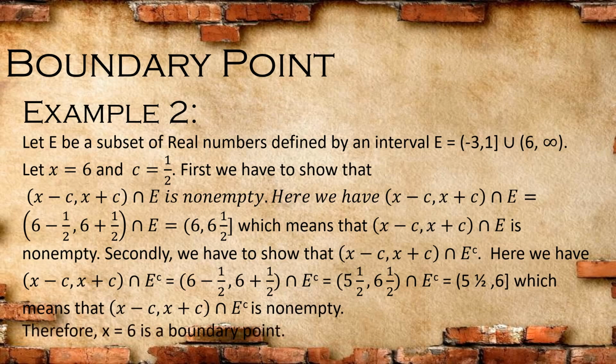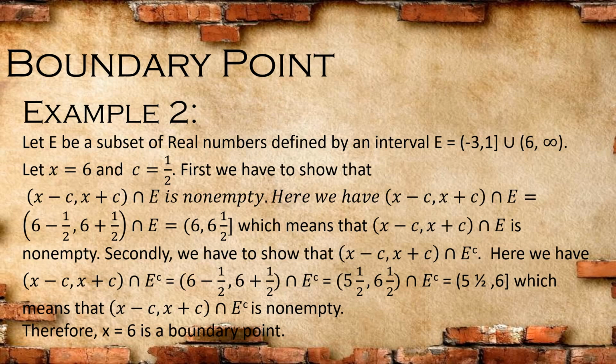We have here our second example for boundary point. Let E be a subset of real numbers defined by the interval E is equal to open negative 3 and closed 1, union with the open interval 6 to positive infinity. Let x is equal to 6 and c is equal to 1/2. First, we have to show that the open interval x minus c and x plus c intersection E is non-empty. Here we have 6 minus 1/2 and 6 plus 1/2 intersection with E, which is equal to the interval closed 6 and 6.5, which means that the open interval x minus c and x plus c intersection with E is non-empty.